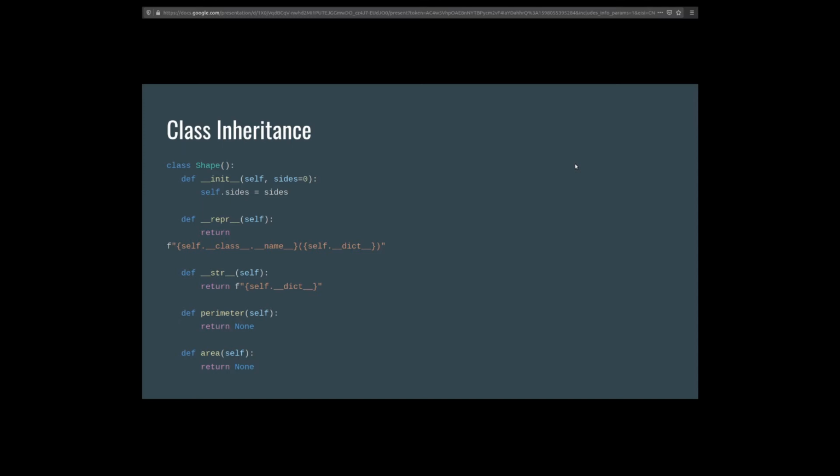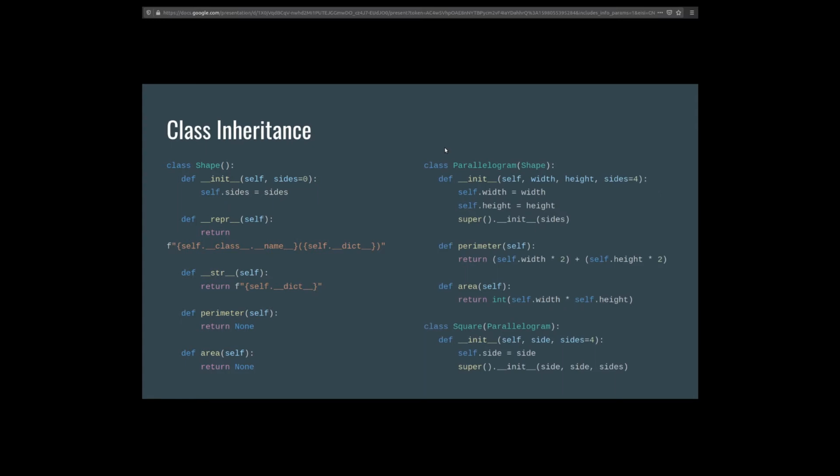The problem is we won't know how to calculate the perimeter and area until we understand more about the type of shape, or depending on the shape type. So let's talk about implementing this further. We then have a parallelogram that is inheriting the base class shape. Now, as a four-sided shape, we know that we have a width and height, and we're going to add them as members to that class. And effectively, we're going to pass the sides to the super function to initialize the base shape class. With the parallelogram, we know that the width times 2 plus the height times 2 will give us the perimeter, and that the area is calculated as simply the width times the height.